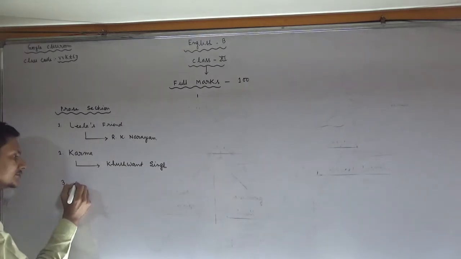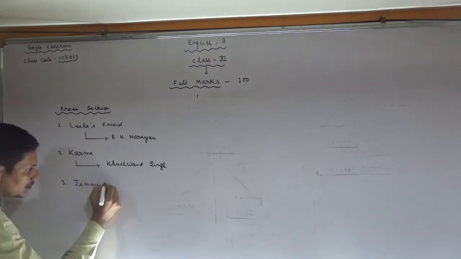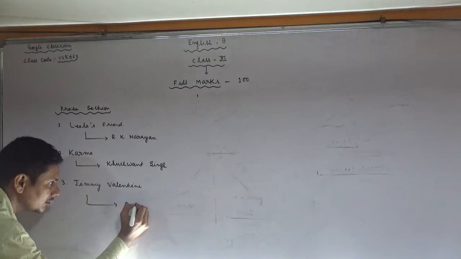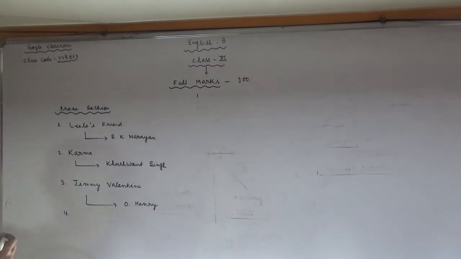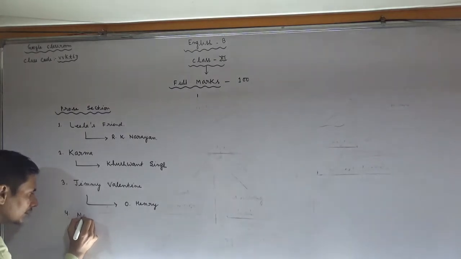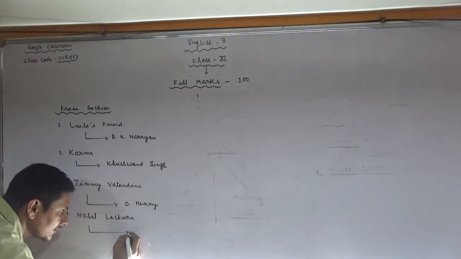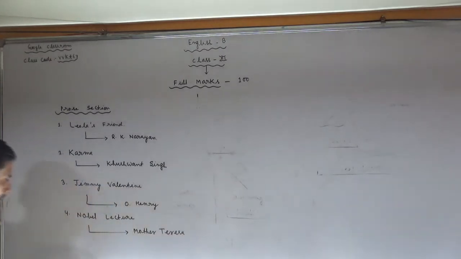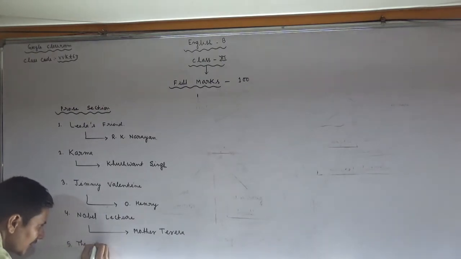The third chapter that you have to study in class 11 is Jimmy Valentine by O. Henry, also known as William Sidney Porter. And the fourth chapter is Nobel Lecture by Mother Teresa. The last chapter is The Place of Art in Education.